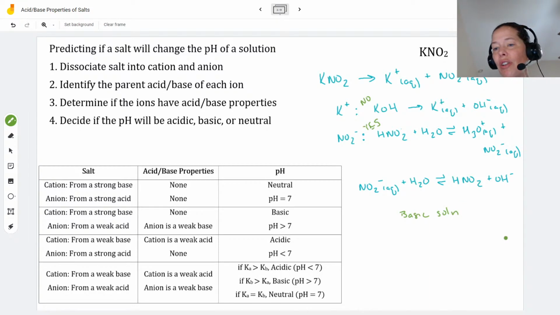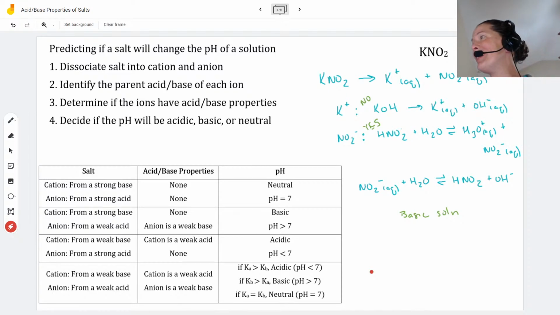All right, so what we can also see is this is going to tie into our table here. This is kind of how I logically think through these problems with these salts. But it is handy to have a table here where all of our rules are summarized. So what we have here is we don't have a cation from a strong base and an anion from a strong acid. We do have a cation from a strong base, but our anion is from a weak acid. So here we are in the second row. Our cation is from a strong base. Our anion is from a weak acid. So that means our anion is a weak base, which is just what we saw right here. And so we're going to form a basic solution. That means, of course, our pH is going to be greater than 7. So this is how I work through it logically, but everything is summarized in this table here, which is kind of handy to have. Okay, so that's a lot.